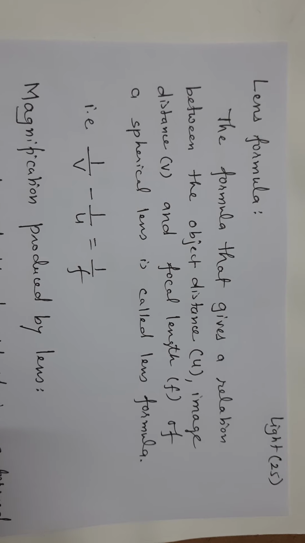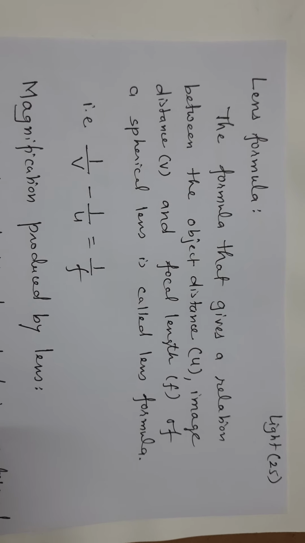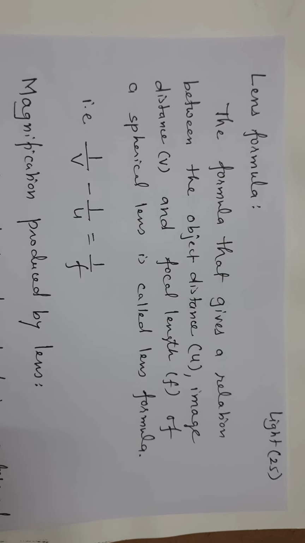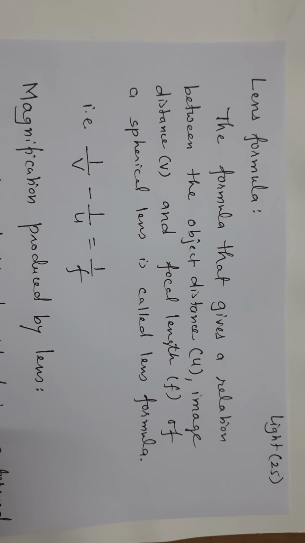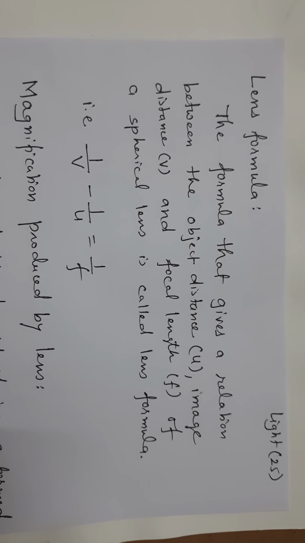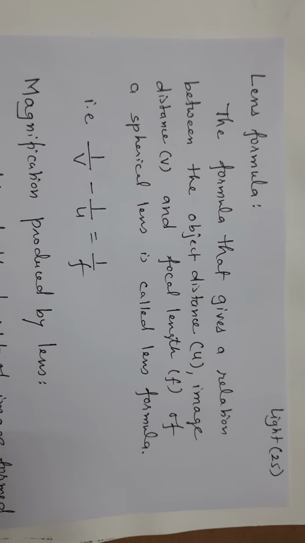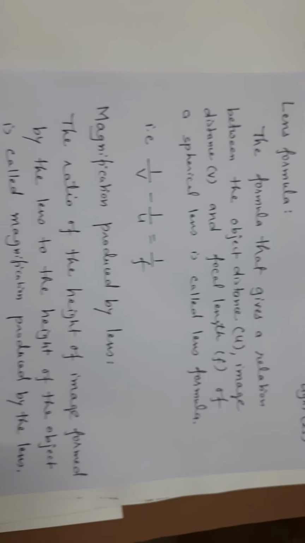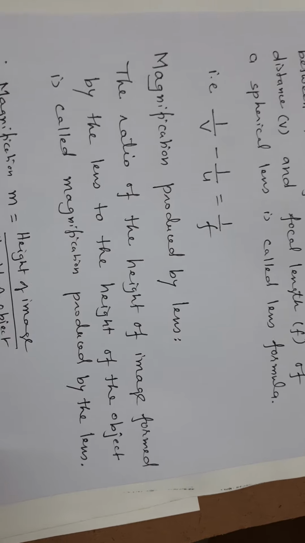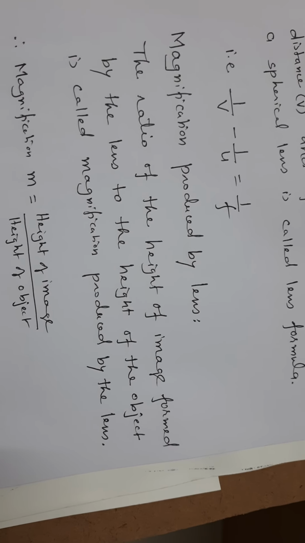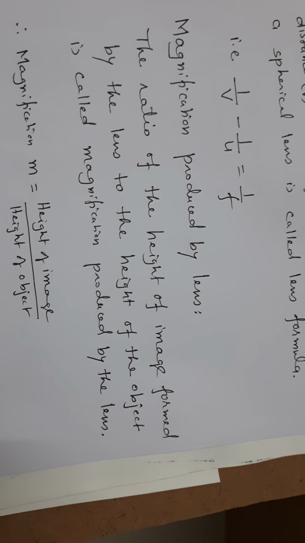Here we are getting a minus sign. Do remember the distinction between the mirror formula and the lens formula. Here it is 1 upon v minus 1 upon u is equal to 1 upon f. Then comes the magnification produced by the lens. Now again the definition goes similarly.